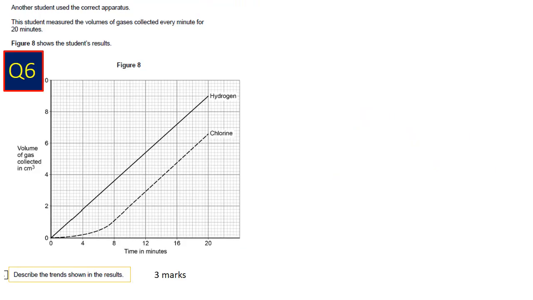So we have another student's data here, and we're asked to describe the trend, and we're told this is 3 marks. So when describing what is going on in the graph, you ideally want to describe the trend, what happens when one thing increases, what happens to the other. If you can back that up with data, that is also really useful. And you also want to point out if there are any changes in rate of reaction.